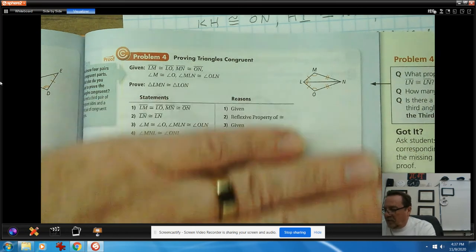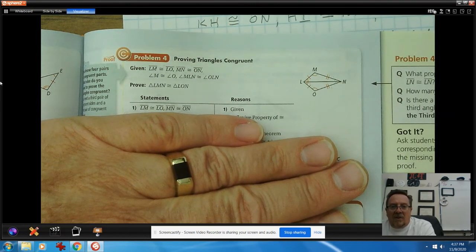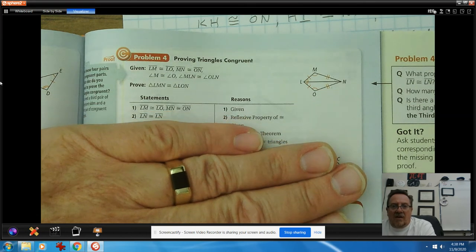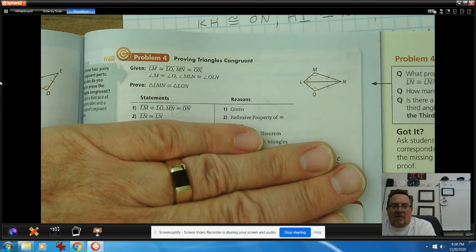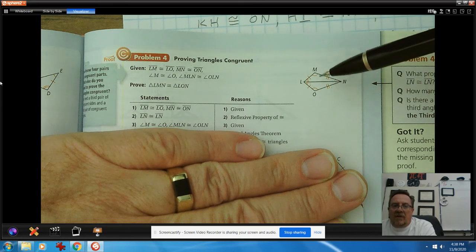So if you look through this proof, we'll just kind of step through. They're going to say, okay, let's look at the sides that we were told in the given, and we'll list those. And then we'll say the third side of each triangle is congruent because it's really just the same segment. We'll use the reflexive property to show that that same segment is congruent to itself. Okay? Then they're going to go through and start looking at angles. And so they're going to mark the angles or tell us about the angles that are marked off up here. M congruent to O, and then MLN to OLN because they were given.